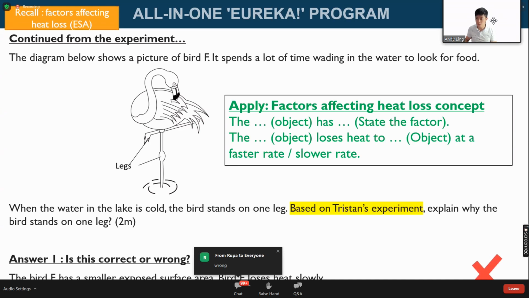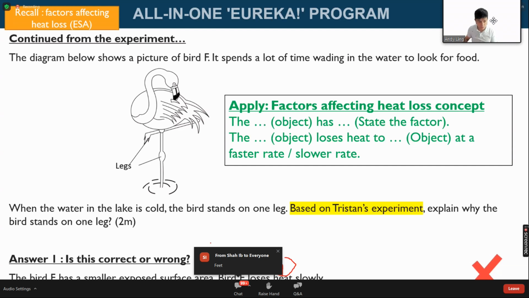Loses heat. What's missing here? To nothing exactly, right? They never mentioned exactly to where. So that's the first mistake. Well done. Okay, so we are done with the first mistake here. What's the other mistake? Loses heat to where? Very good, to the surrounding or whatever.